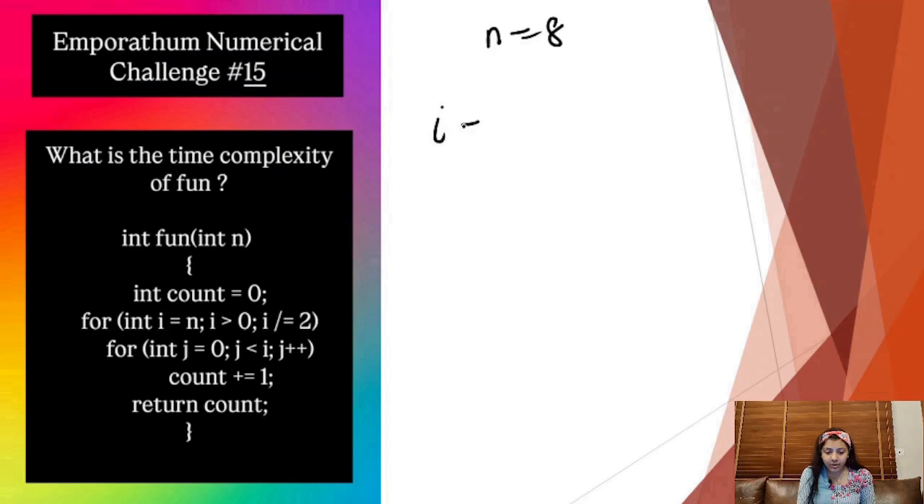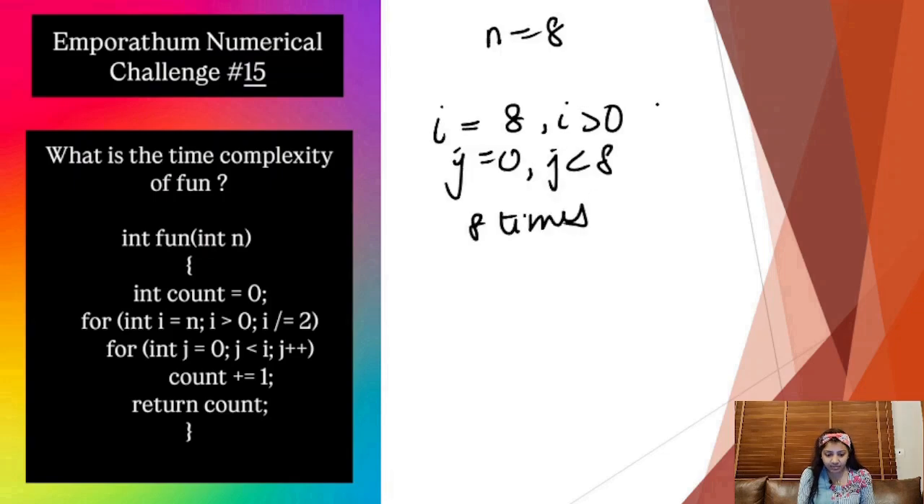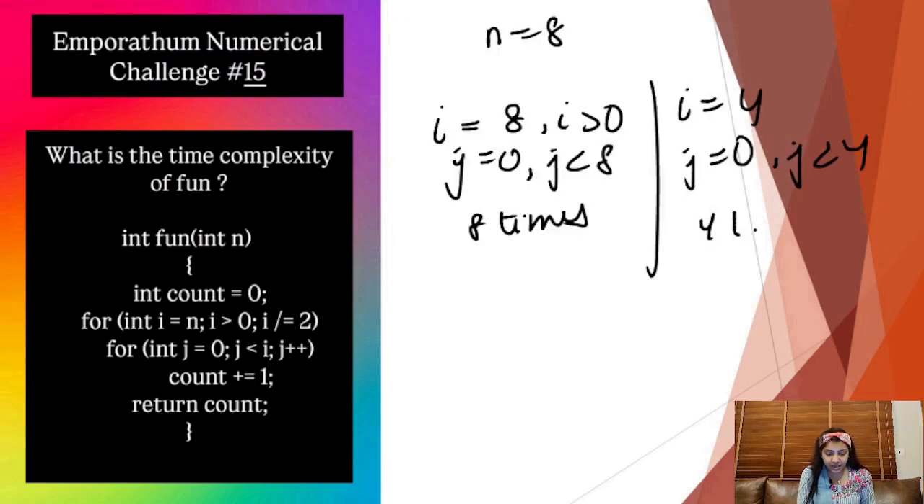So now if I take i equals to 8, then for i equals to 0, the inner loop executes, j equals to 0, j should be less than 8, that means 8 times. Then for the next iteration, the value of i becomes 4. The value of j starts from 0 and j should be less than 4. It executes 4 times. For the next iteration, the value of i becomes 2.